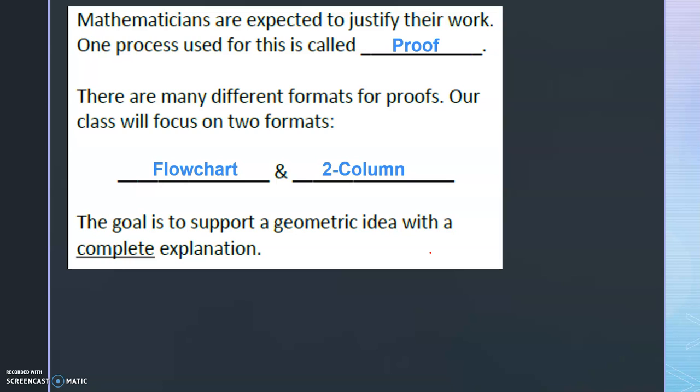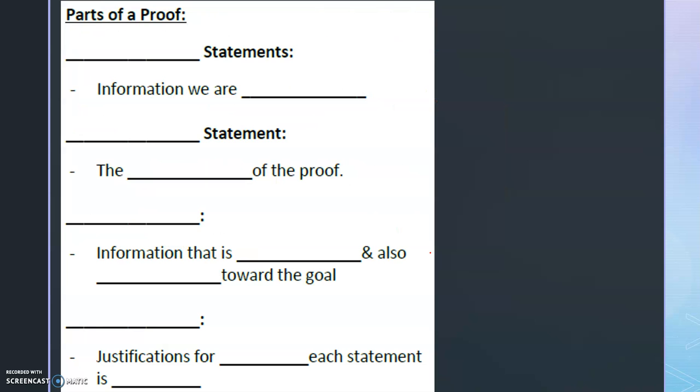Continuing on there, in that same box, we're going to talk about the different parts of the proof. The very first thing you have is the given statements. So we saw that it said given, and then it had some statements. Those are information that we are told at the beginning of the proof. It's where we start from. Then you have the prove statement. That prove statement is just the goal of the proof. That's where I want to end up.